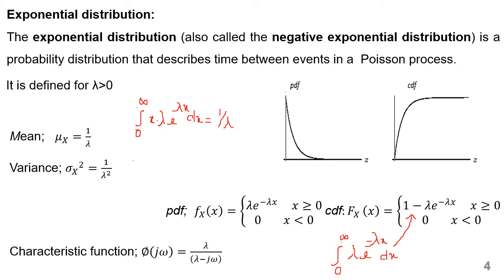Similarly, you can compute the variance, which is the standard deviation whole square. It is the integration from 0 to infinity of x minus mu x, where mu x is here 1 by lambda, whole square into the PDF. The PDF is lambda e to the power minus lambda x dx. Its answer is going to be 1 by lambda square. And finally, we have the characteristic function phi of j omega, which is defined as lambda divided by lambda minus j omega. This derivation is shown in the upcoming video.